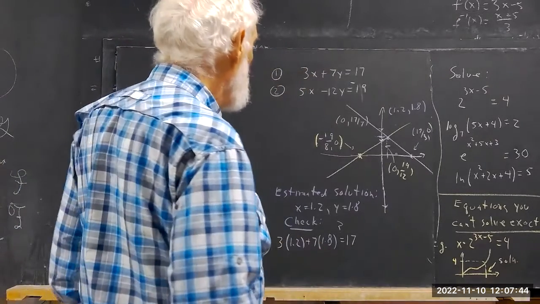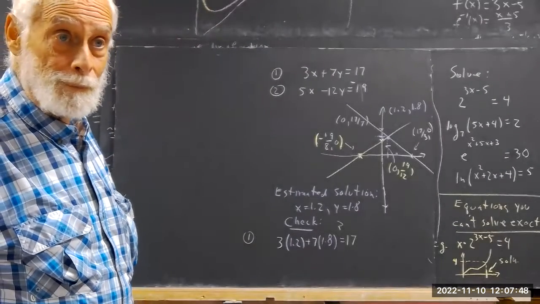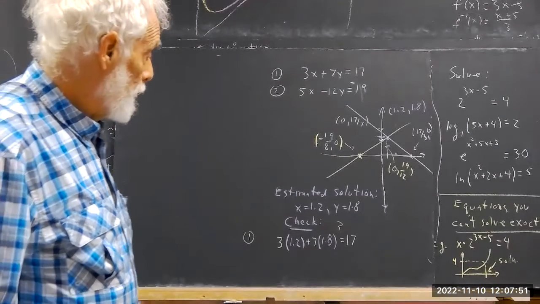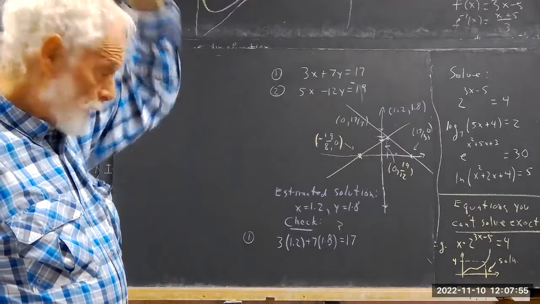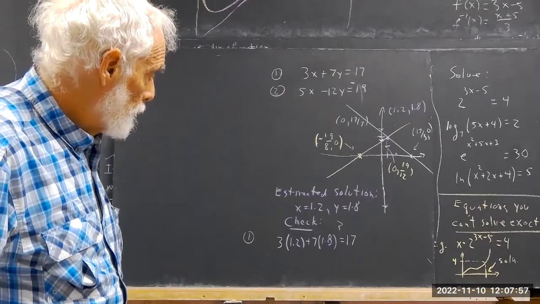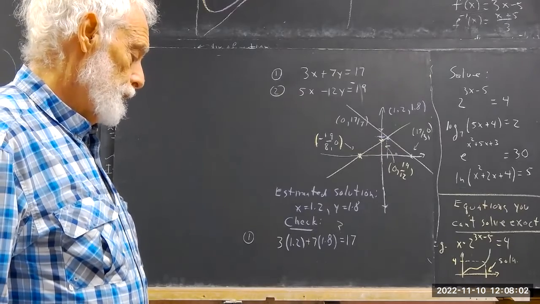Well, if we do this, 3 times 1.2 is 3.6. Okay. 7 times 1.8 is 11.8, I think. Okay. So 3.6 and 11.8 is 15.4.